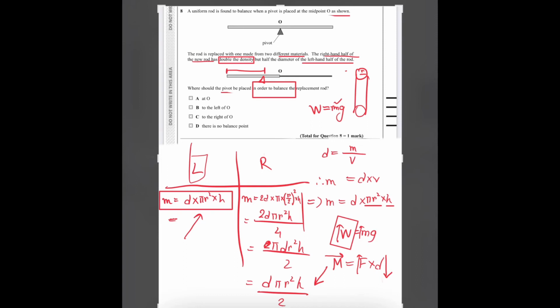Since the force is increasing and we need to keep the moment constant, we need to decrease the distance from the pivot on the left hand side. Since the left hand side has a higher force, it will need a lower distance, and to lower the distance we need to move the pivot to the left hand side of O. So the answer to this question is B.